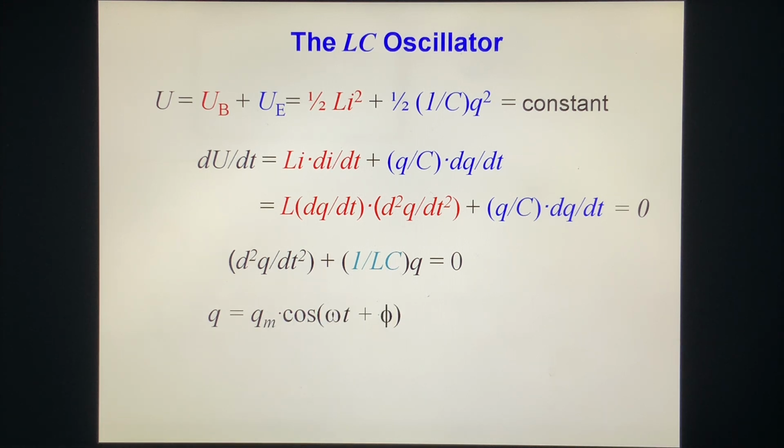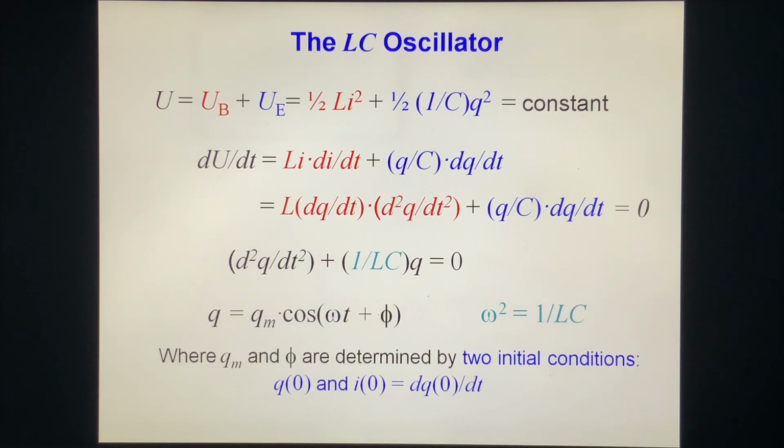It's sinusoidal, simple harmonic motion. This is Qm, and phi depends on the initial condition. And omega squared equals 1 over LC. The initial condition is Q0 and I0, where I0 is dq/dt at 0.